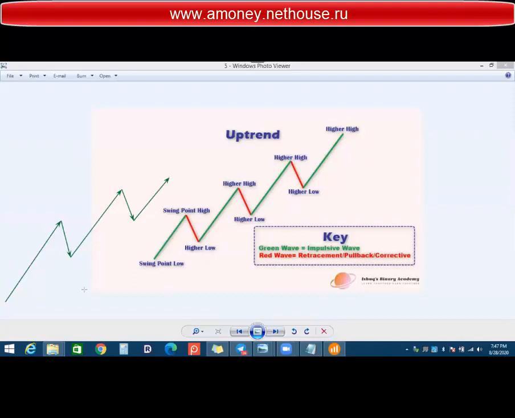These are the three impulsive waves. Is the third impulsive wave stronger or weaker? Can anyone tell me? Weak, yes, from the previous two waves. So what is it suggesting? The momentum is losing. First the buyers were strong, then they got weak, again they got weak. It means the trend is near its end here. Am I right?